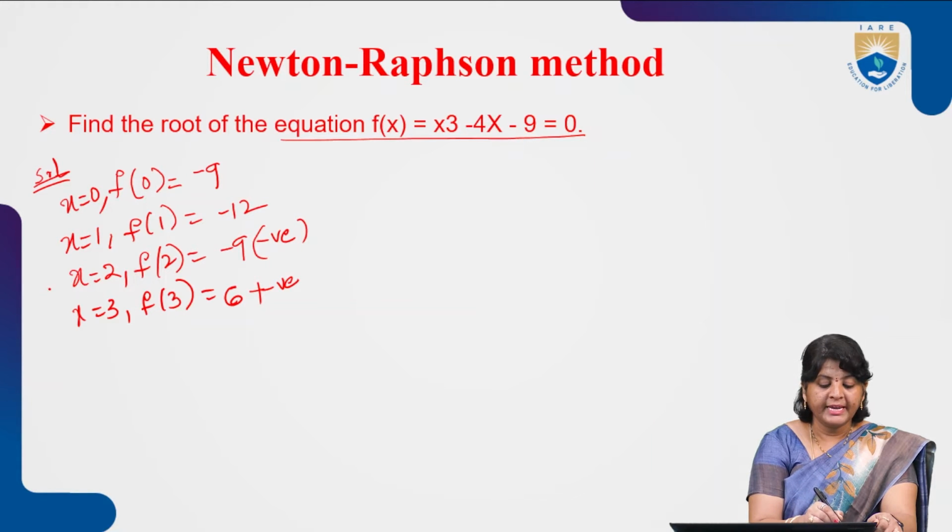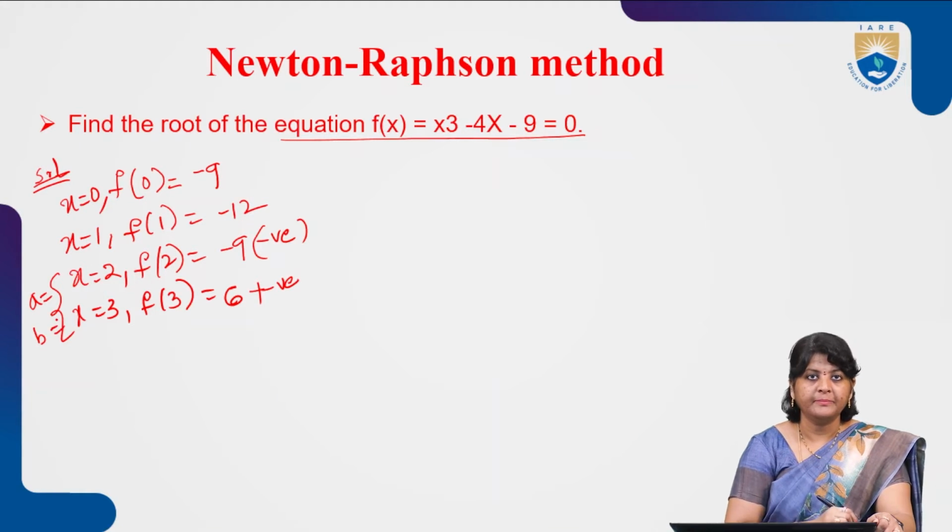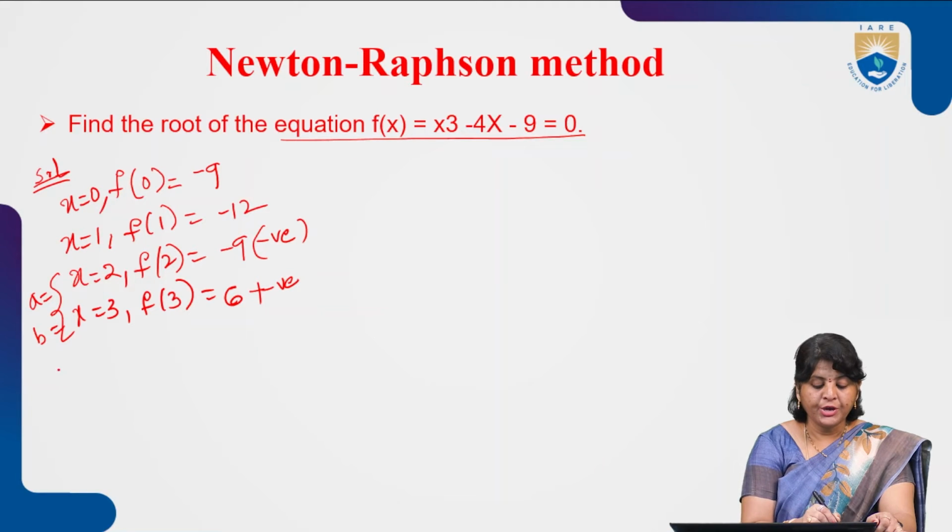So now the initial guesses are a is equal to 2 and b is equal to 3. From this, you can find the x0 value, whichever is nearer. You can directly consider x is equal to 3, or you might consider x is equal to 2; even that is possible.